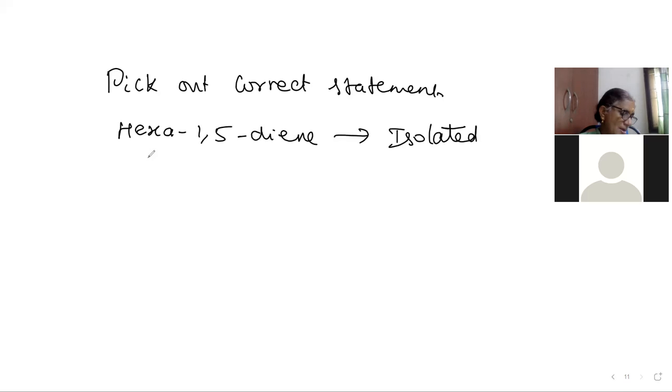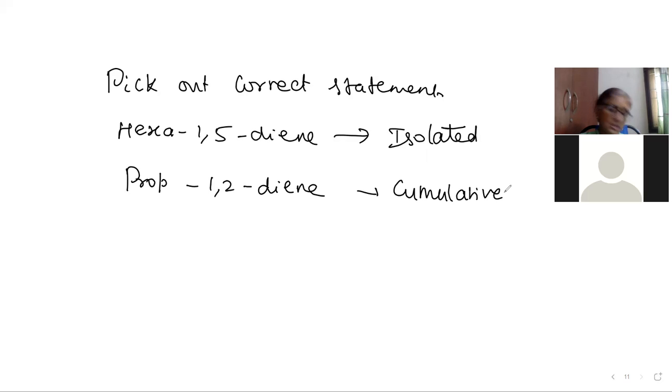Okay. Prop-1,2-diene. So at one position, one double bond, at two another double bond. So this is cumulative. Next position it starts, no. So it is cumulative diene. And hexa-1,3-diene. So the first one starts in one position, the second one starts in the third position. They are alternate. Alternate means what will you call? It is conjugated diene.